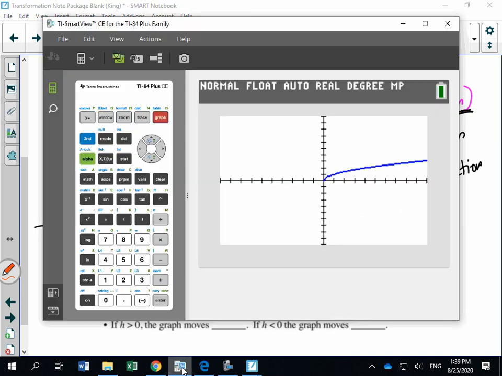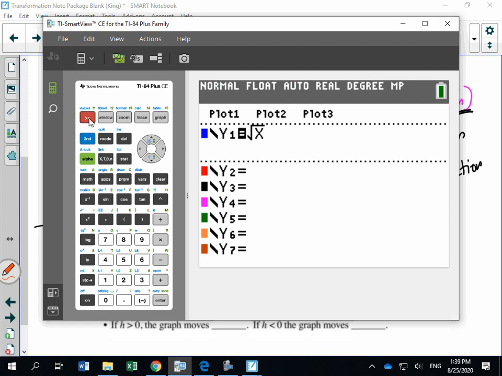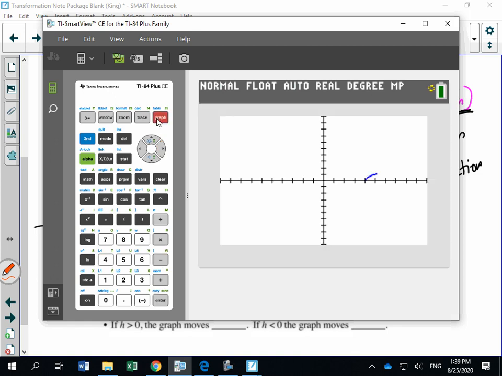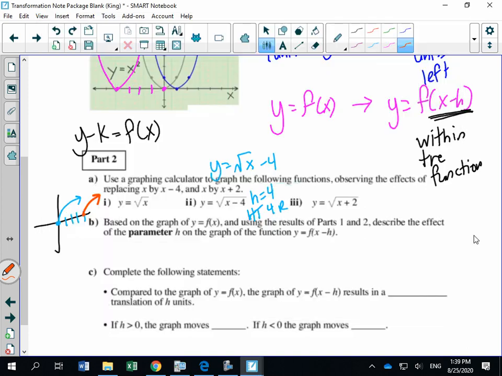And again, I'll prove it. So y is equal to, go within your function, the square root of x minus 4 takes that graph and translates it 1, 2, 3, 4 units right.